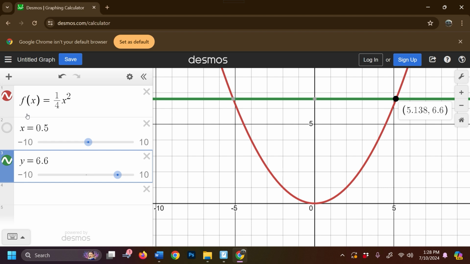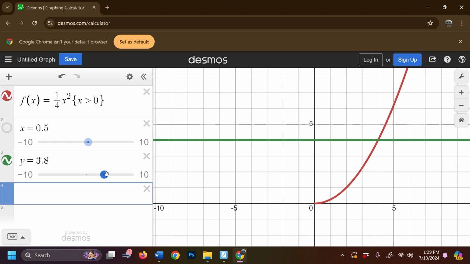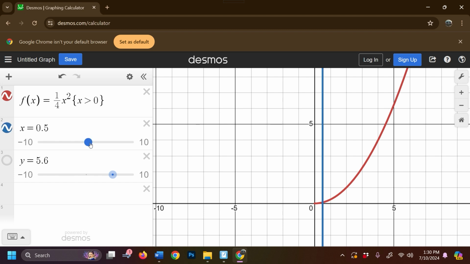So what can we do? Well, we could limit the domain. The way that you do that is you go bracket x greater than 0. This is not the only way that we could limit the function to make it one-to-one, but we clearly now see that it passes that horizontal line test. And if we bring in the vertical blue line, it still passes the vertical line test. So we have taken a function and we've limited its domain so that it passes both a vertical line test and a horizontal line test, making it one-to-one.